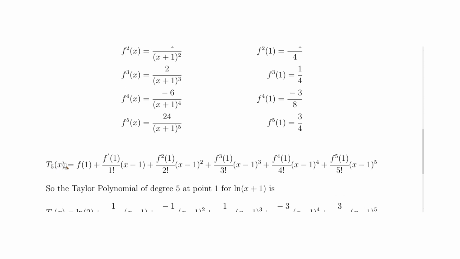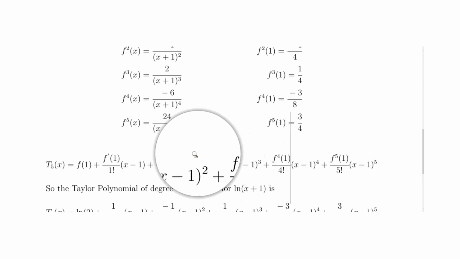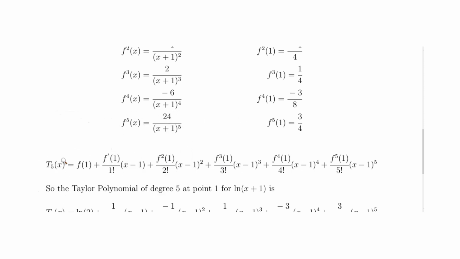So T5 of x equals f of 1 plus the first derivative at point 1 times (x minus 1). I've written this out like this rather than do it all in one go, so it makes it nice and easy for you. That's your first stage there. Then you know what you're dealing with just by putting all that down, rather than rushing it all in one go, where you can make silly mistakes.